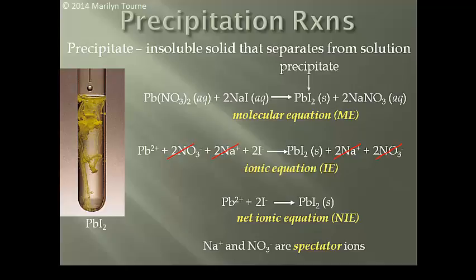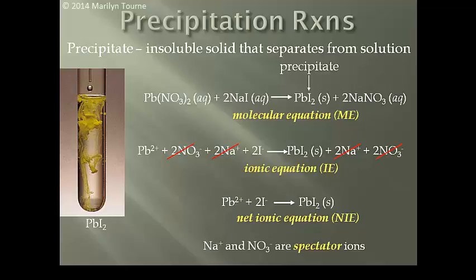And you end up with something that's called the net ionic equation. This equation shows only the species that actually take part in the reaction. So what that means is that sodium and nitrate are just spectator ions, so they're not really involved in the overall reaction. Really what's involved is just the lead and the iodide.